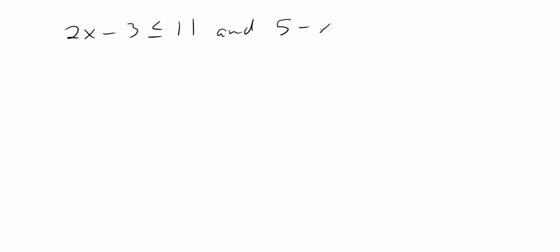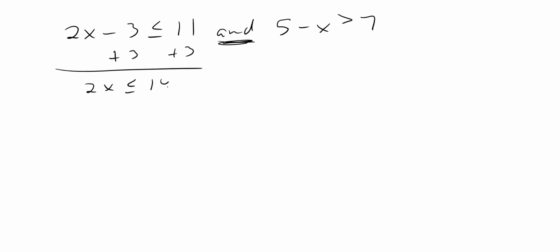5 minus x is greater than, we'll say 7. Okay, so what you have to do with this before you can even graph it, you have to solve each of these, and then you do the and like we just did in the past. So the first thing I can do is add 3 to both sides. So I get 2x is less than or equal to 14, and divide by 2. So x is less than or equal to 7.